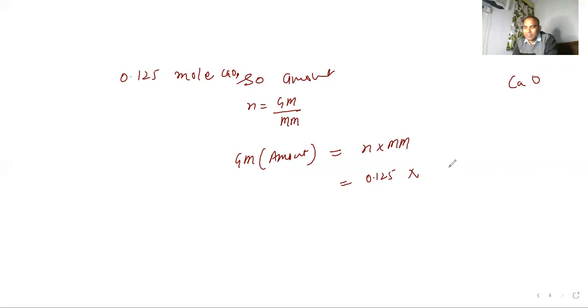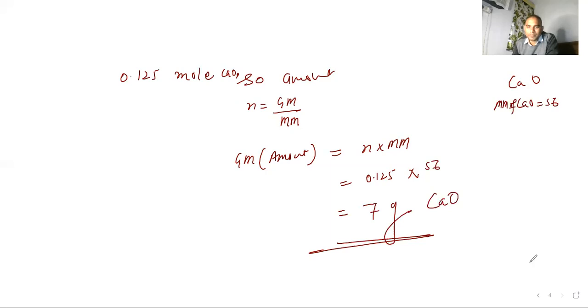Ca is 40, plus 16 for oxygen, so 56, right? Yes, 56. Good. So the molar mass of CaO is 56. Here we can write 56. Try to get the answer. How much will come? It is coming 7 gram CaO. Although it is very tough, you can solve it like that. This is how to solve the stoichiometry problem.